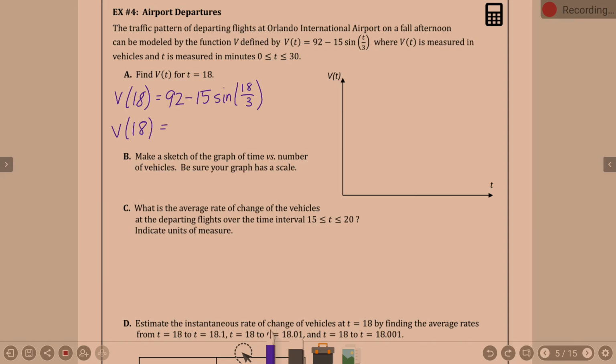You need to change your mode. You're still in like polar mode. We need to be in, what is it, function, I think? Yeah. That was the last thing we did last year, pre-calc.